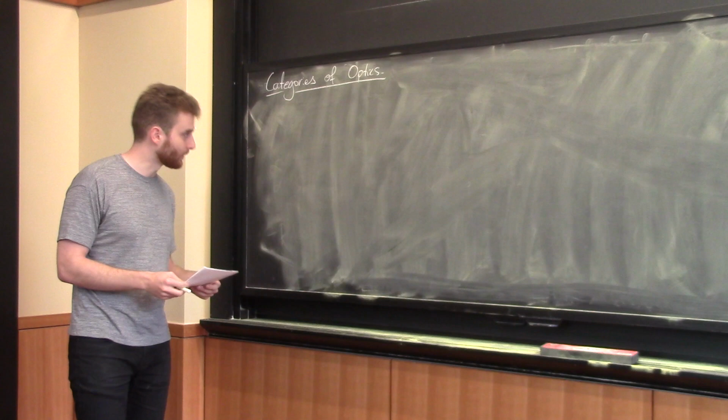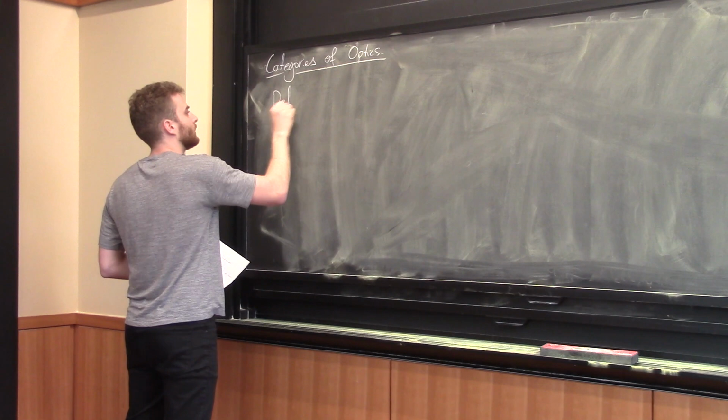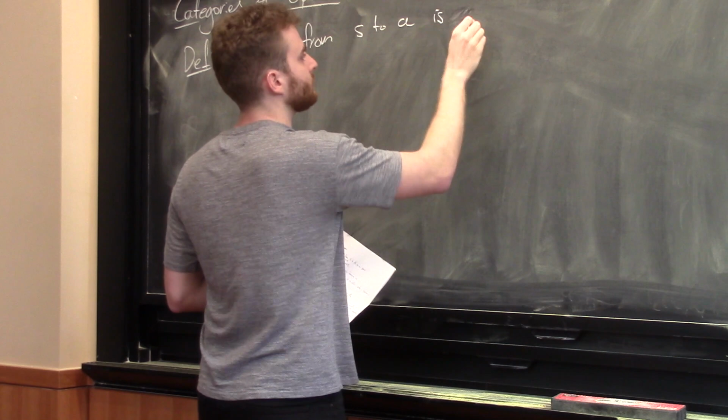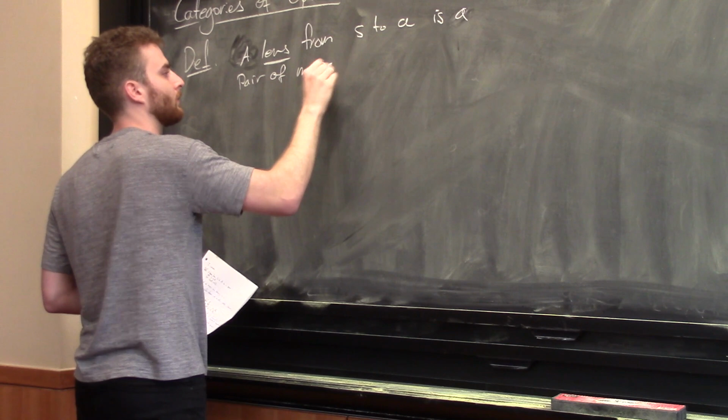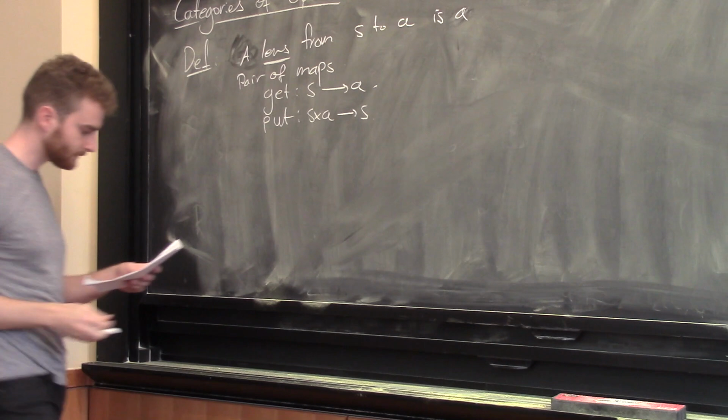I saw that David gave a talk last week with lenses in the title, but just in case, I'll define again for you what we're talking about. So, a lens from S to A is a pair of maps, one of which is called get from S to A, and the other of which is called put from S plus A to S.